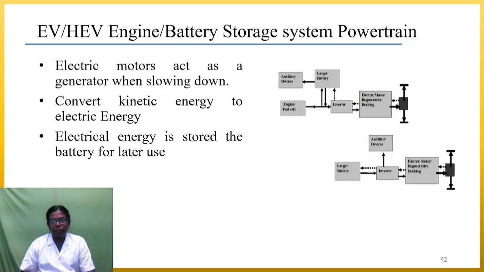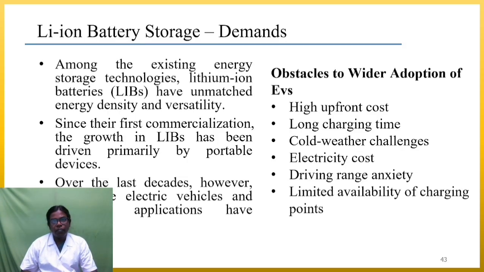So this is the diagram of the electric vehicle and hybrid electric vehicle. The electric motor acts as a generator when slowing down, converting kinetic energy to electric energy. The electric energy is generated, stored in the battery and used later. Next, lithium-ion battery storage and demands.